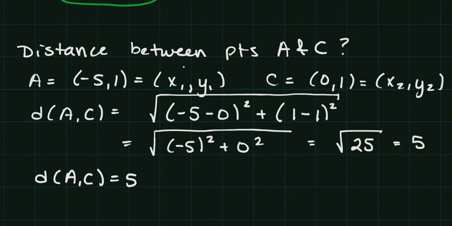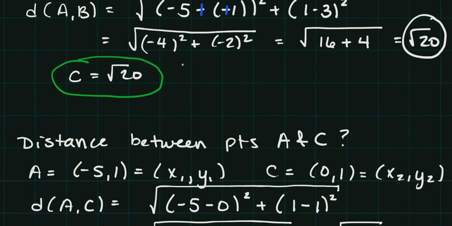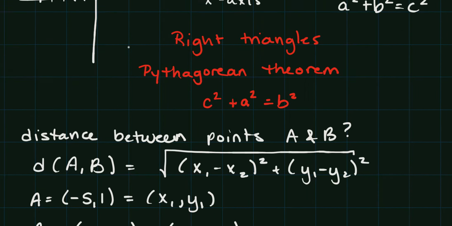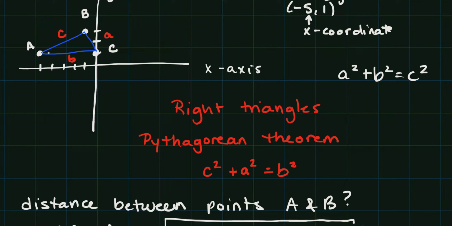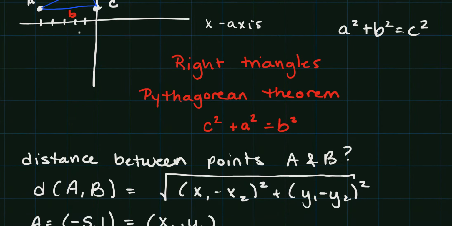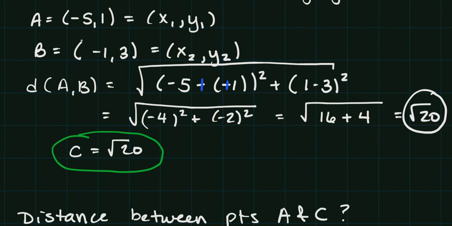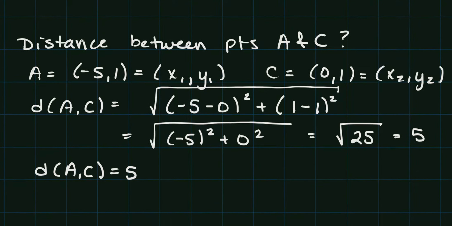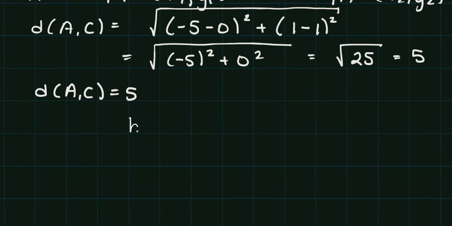And let's look back at what we called this line segment, the distance between A and C. That's line segment B. So I'm going to say B is equal to 5. And I'm going to circle this one too.